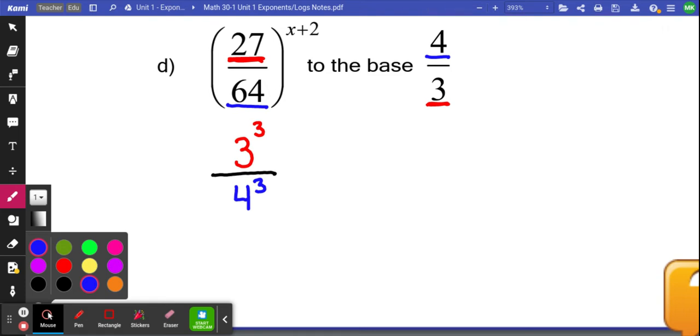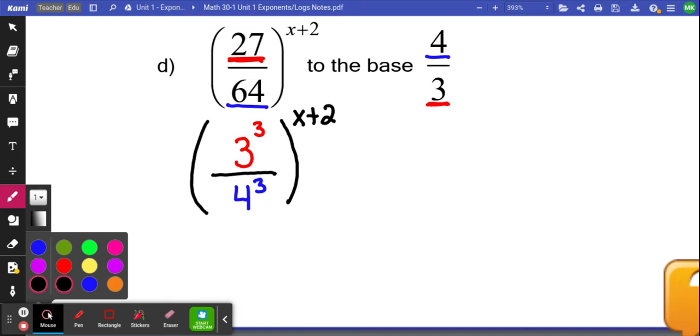The outside is still the same. That has not changed. X plus 2. Perfect. Now, let's see if we can't match up with what they have, which is 4 over 3. If I want to move something from the bottom of a fraction to the top of a fraction, what am I going to do? Change the exponent to negative. Perfect. So if I want this to move to the top, it would become 4 to the negative 3.